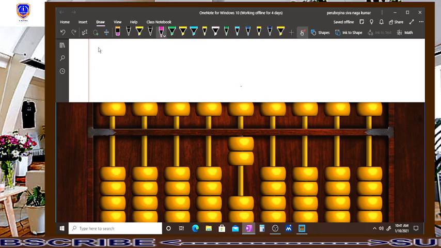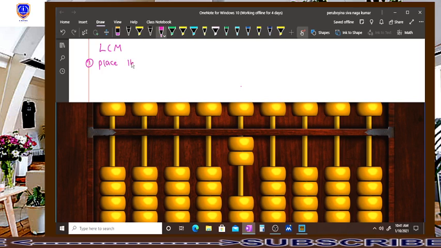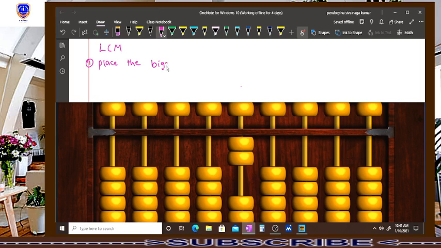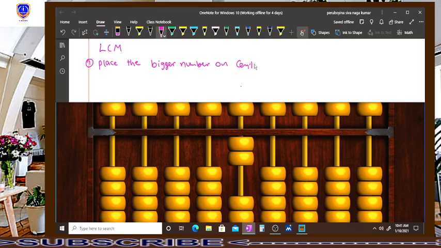So we have to place the bigger number on the center rod. Place the bigger number on the center rod.